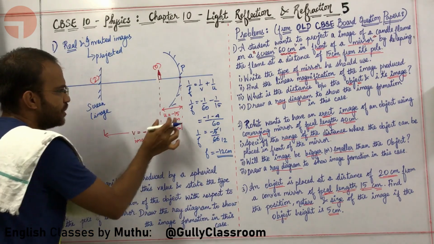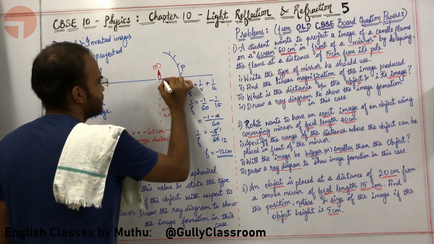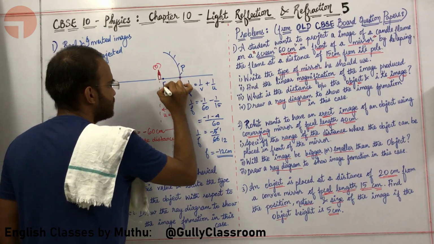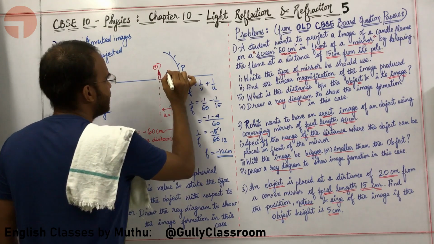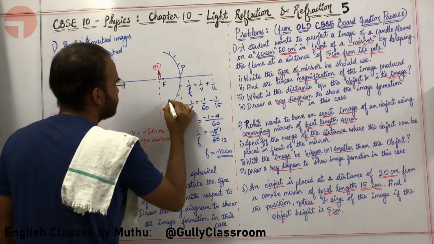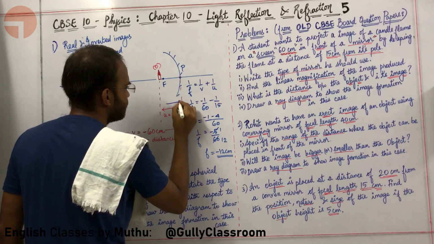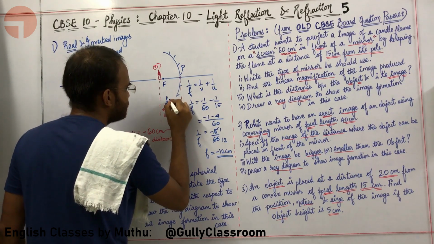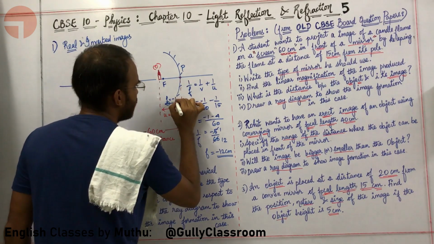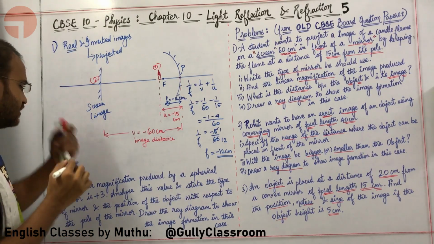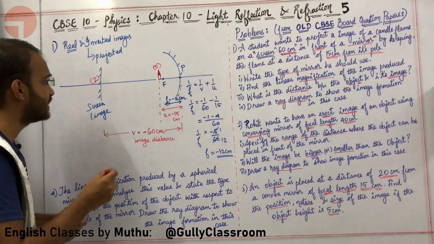Comfortable? So if this is 15 centimeters, the focus is somewhere around here. The principal focus is somewhere around here. What is the distance of the principal focus? This is the principal focus. F is equal to minus 12 centimeters. Are you comfortable with what is happening?